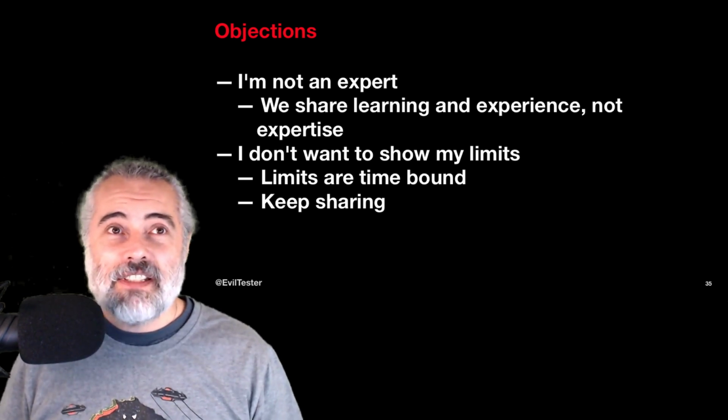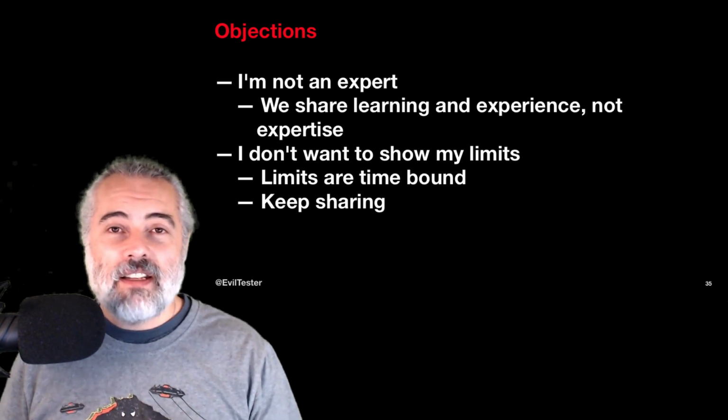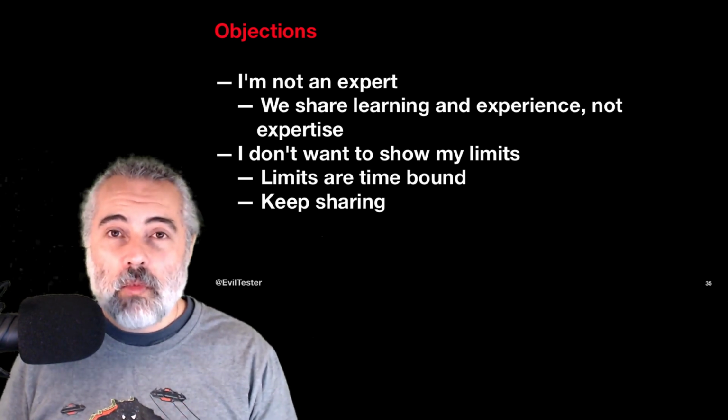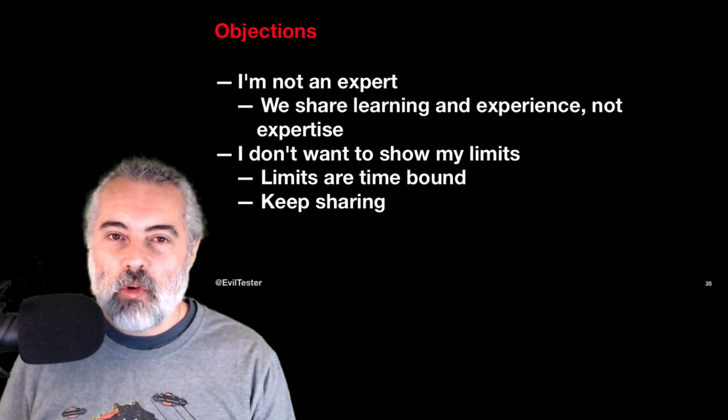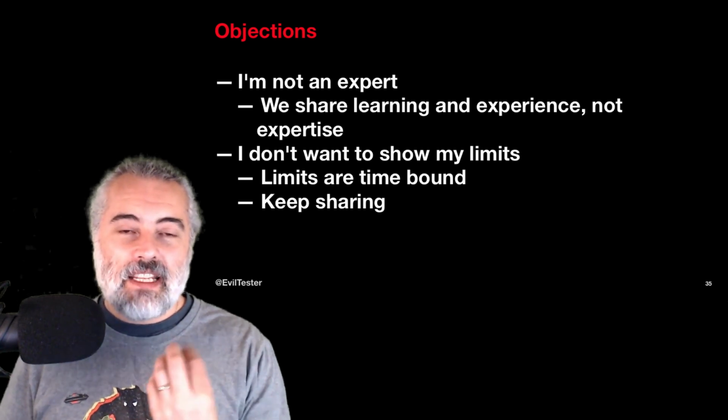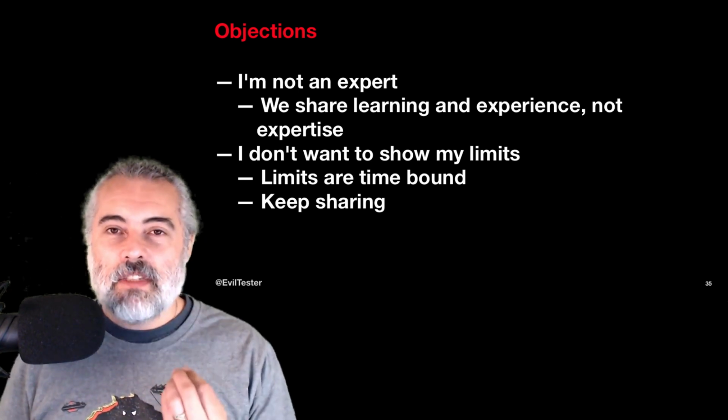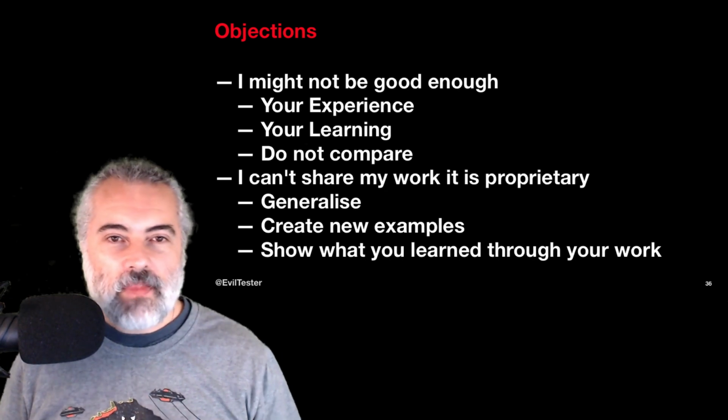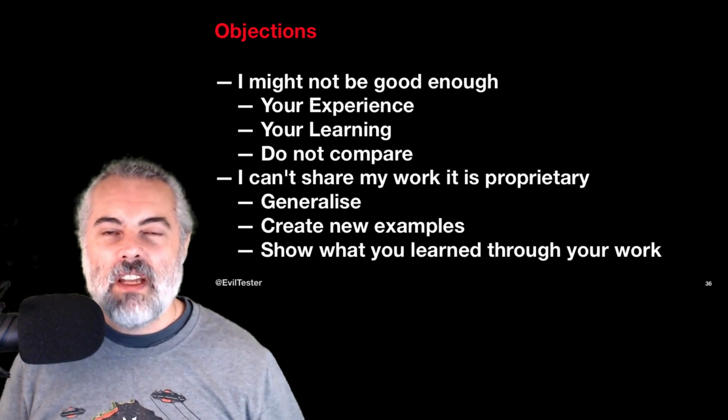Expert just means we are learning. We are learning how to communicate. We are building our own models. That's the really important thing about knowledge. We're giving out the knowledge. People are taking it and building on it and adapting it for themselves. So, other objections: I might not be good enough.